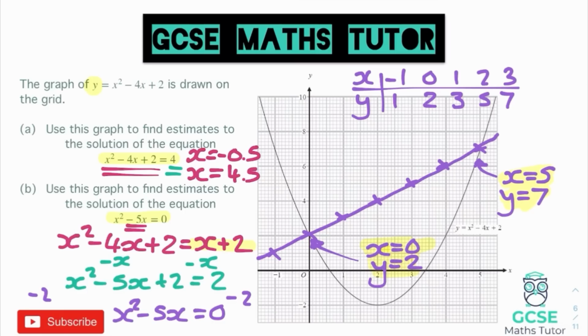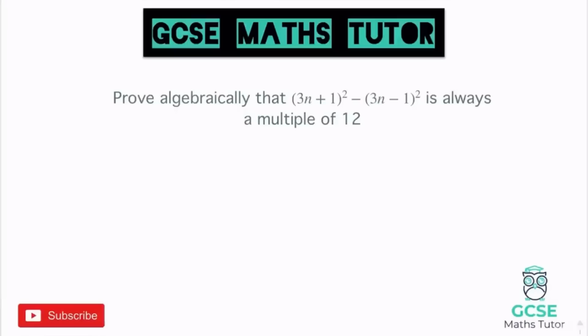Our answer would be x equals 5 and x equals 0. So when we're finding the solution to that equation, we are not finding the solution necessarily to the simultaneous equations, so you just need to be careful of the language. Now it says prove algebraically that (3n + 1) squared take away (3n - 1) squared is always a multiple of 12. And that word algebraically is quite key there. We are going to have to use algebra to prove this.